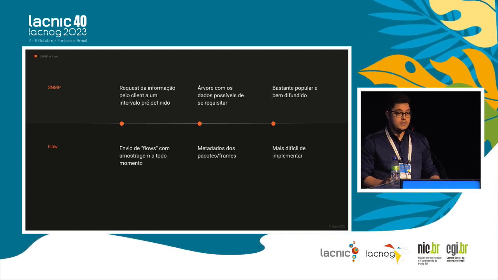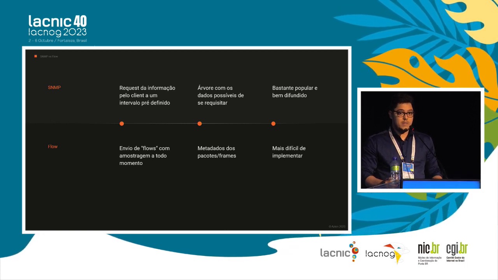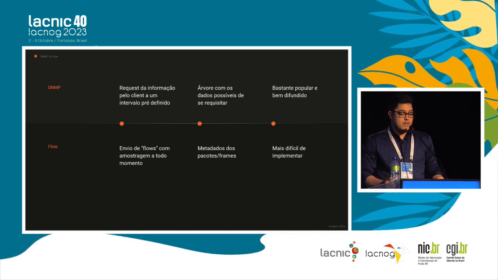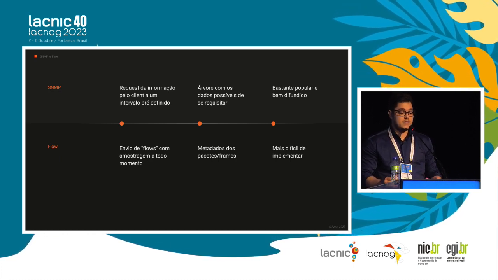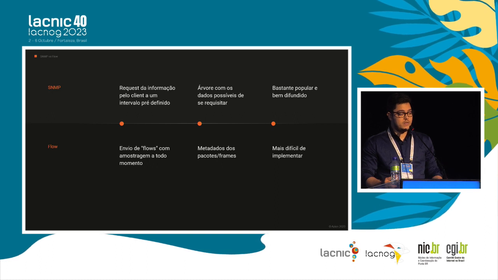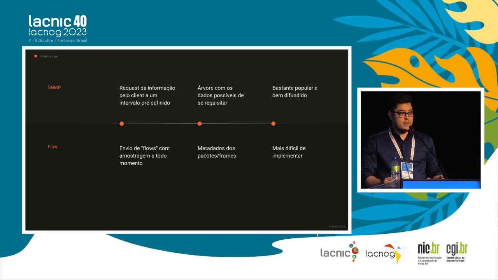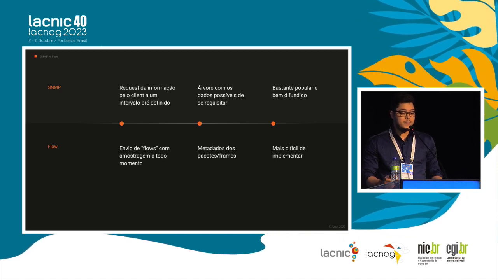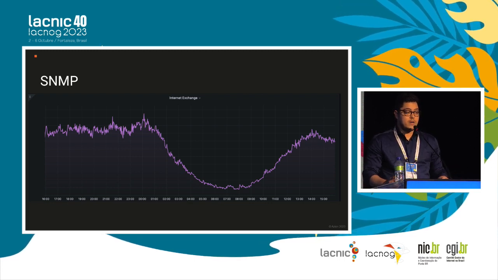Before I talk about the software itself, let me compare the monitoring protocols that we have available in the market. We have SNMP, which is well disseminated. It requests information from the client at a preset interval. Then we have flows, sending the flows with sampling at all times. That information has metadata of the packets. Today, it's a bit more difficult to implement because there are just a few open source possibilities for this analysis available.